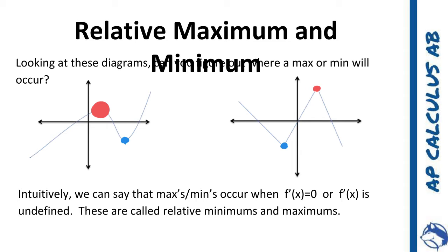So intuitively, we can say that maxes or mins essentially occur when f prime of x is equal to 0 or f prime of x is undefined. So this was when it was 0, and this is when it's undefined. Remember, the reason why it's undefined is because it meets at that sharp point and those slopes do not match up. So that's why we have an undefined slope there.